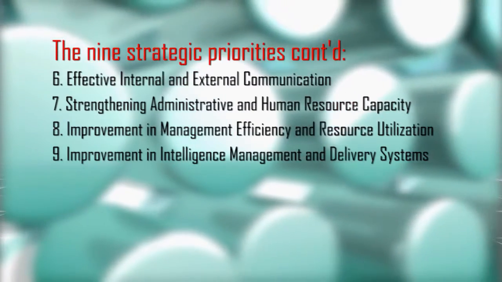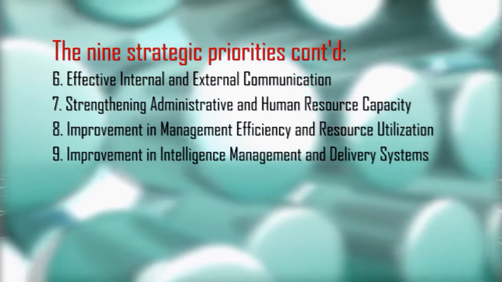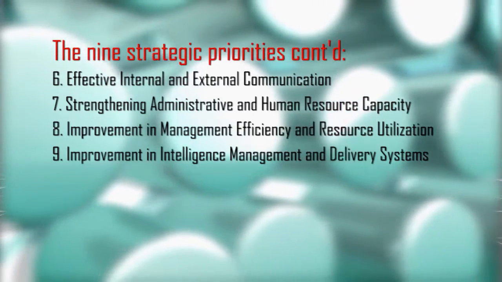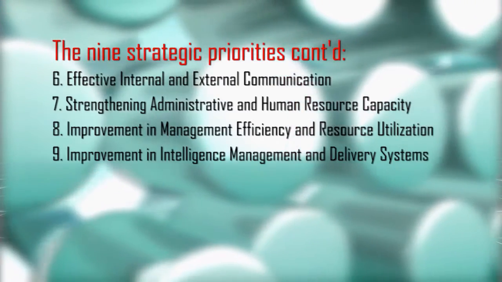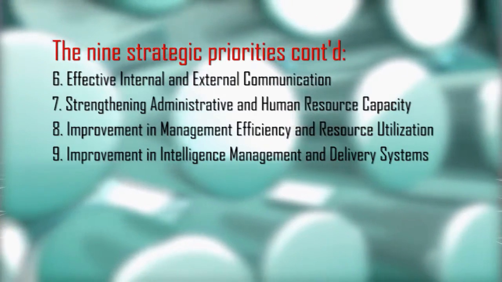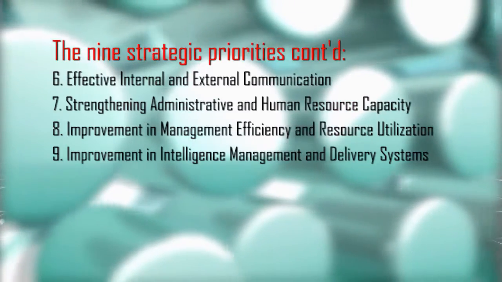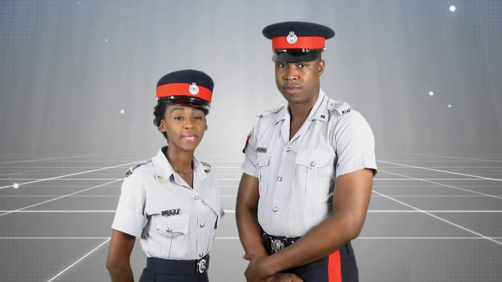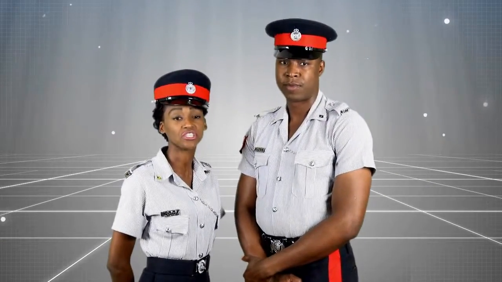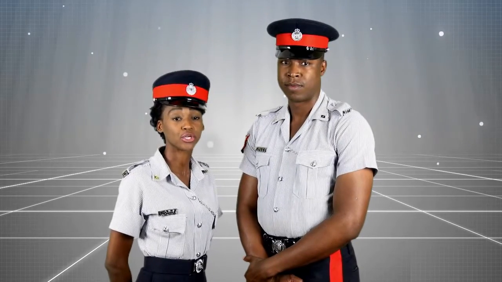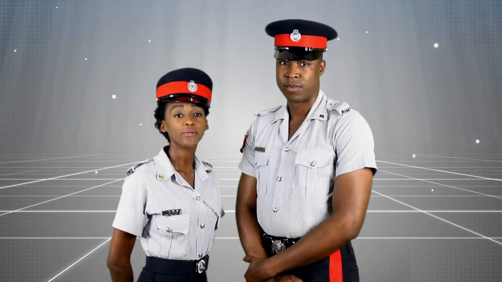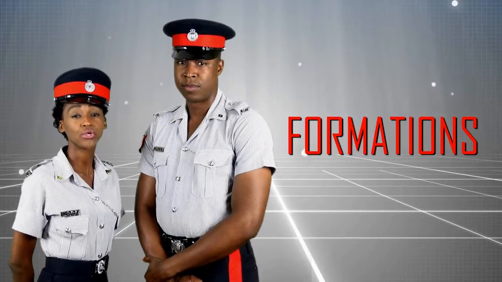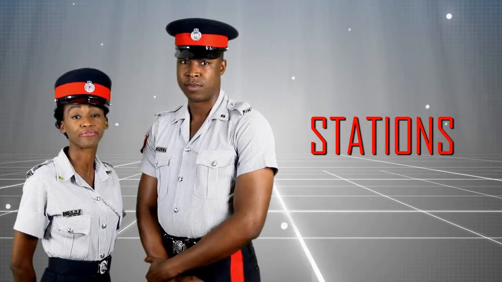6. Effective internal and external communication. 7. Strengthening administrative and human resource capacity. 8. Improvement in management efficiency and resource utilization. And 9. Improvement in intelligence management and delivery systems. Now, the work plan matrix is a guide of what the formation intends to achieve as its contribution to achieving the strategic priorities. For the purpose of this tutorial, the work plan applies to branches, divisions, formations, units, and stations of the Jamaica Constabulary Force.